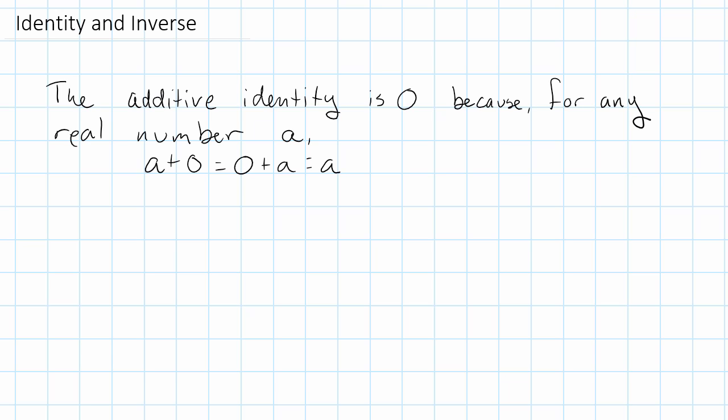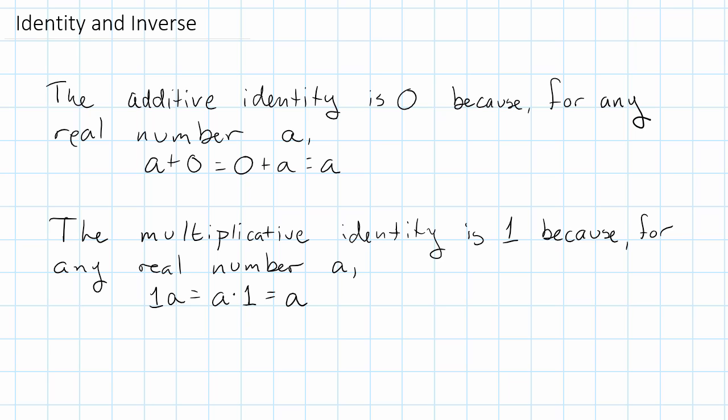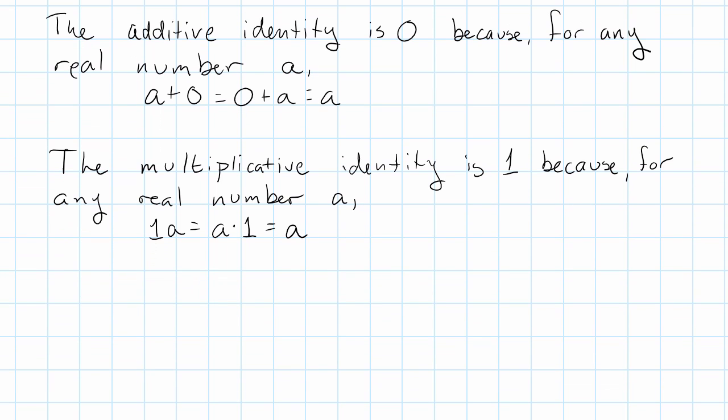We can also write the identity and inverse properties in terms of equivalent expressions. First, the identity properties. The additive identity is 0 because for any real number a, the expressions a plus 0, 0 plus a, and a are all equivalent. Similarly, the multiplicative identity is 1 because for any real number a, 1 times a equals a times 1 equals a. We can also state the inverse property.